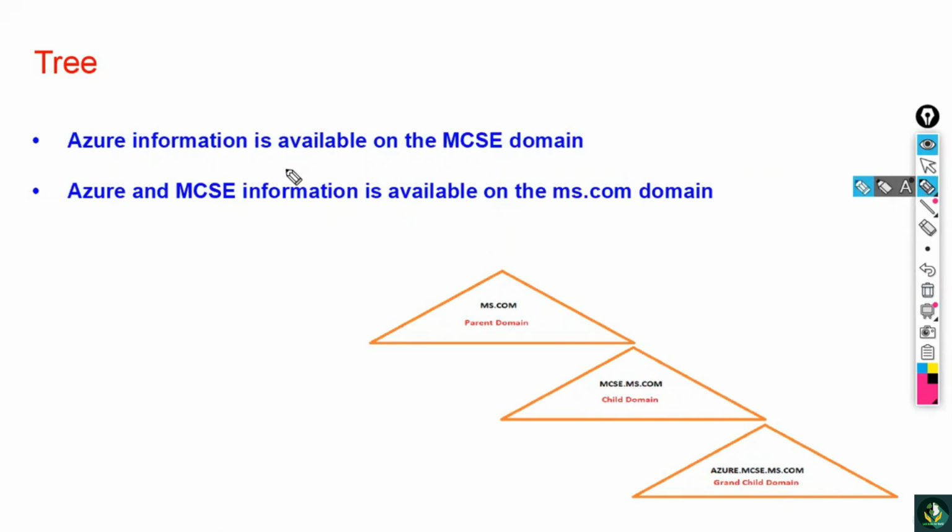So guys, Azure information is available in the mcsc domain. This Azure is the child domain of mcsc. So it has the information in mcsc, and mcsc and Azure information is available in ms.com, in the parent domain.